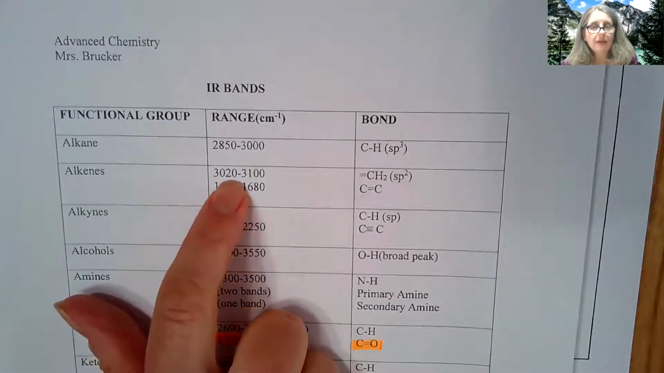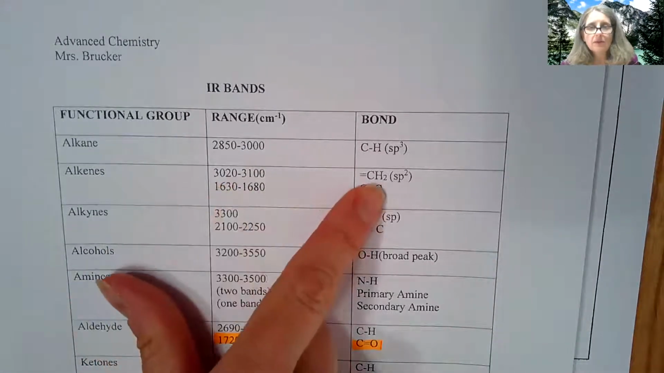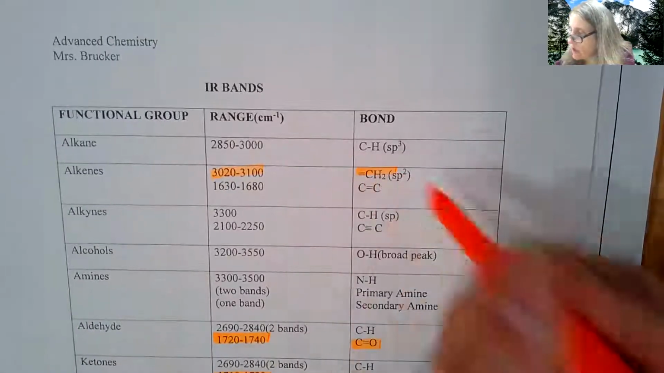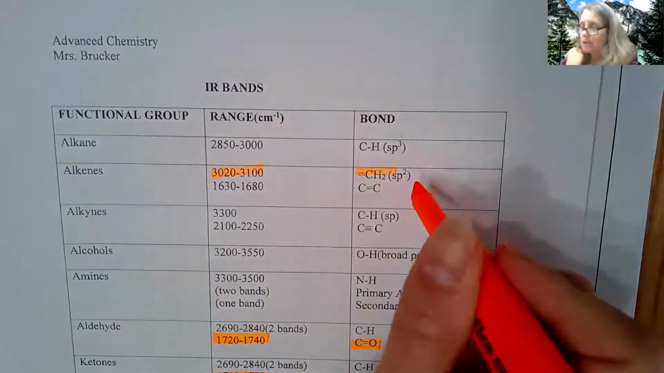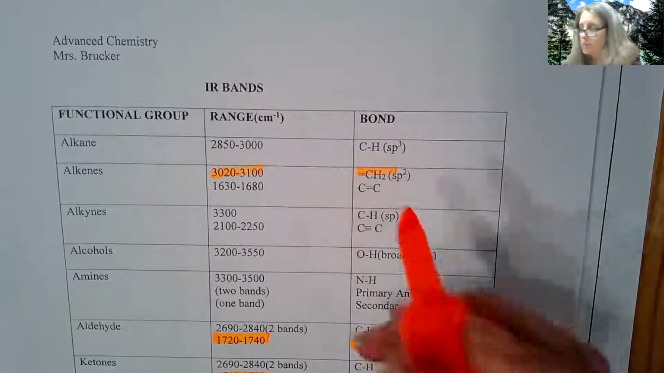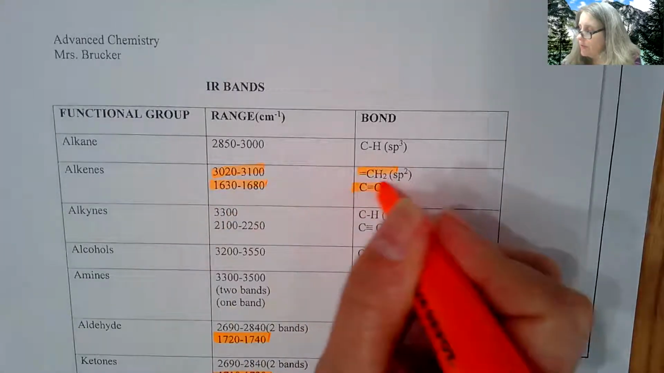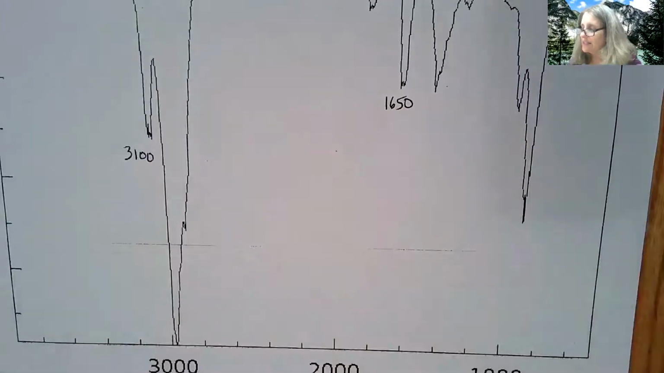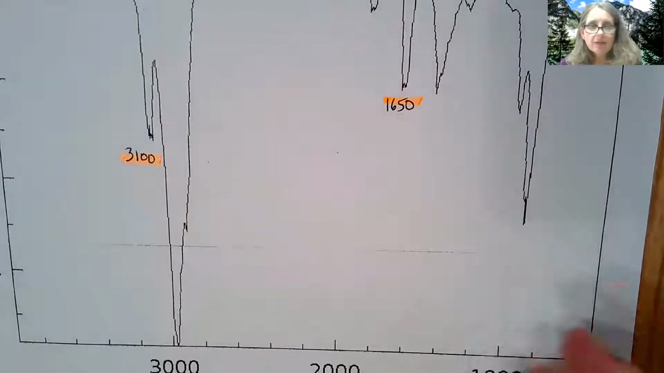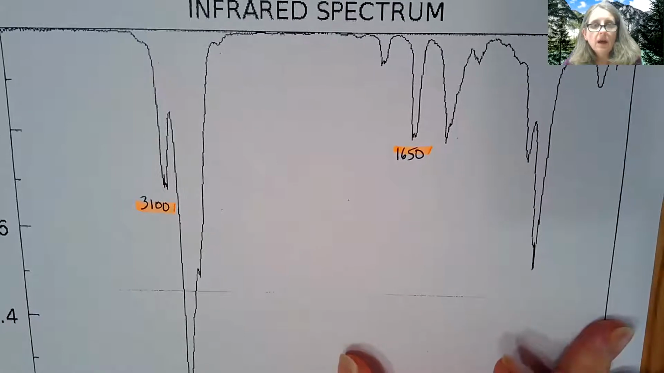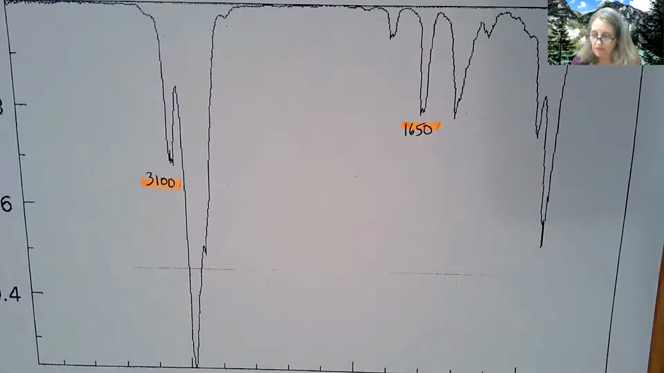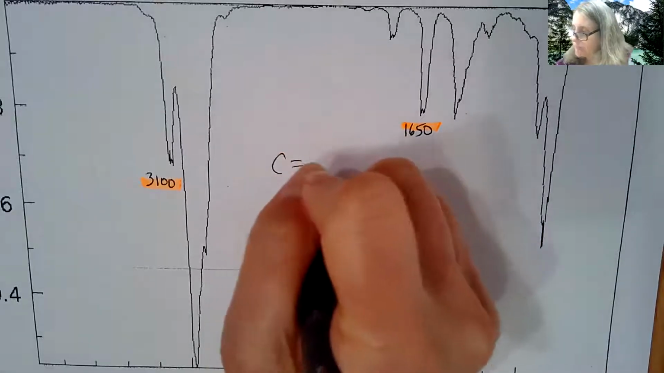So anywhere above 3,000 is going to be something with the double bond between the carbon and the hydrogen. You will see that sometimes it's labeled as sp2 carbon, and we'll talk a little bit more about that as well. But then you have a peak in the 1600s that also has the double bond. So I've labeled two places here, the 3100 and the 1650. That's telling me I probably have some kind of double bond, okay?